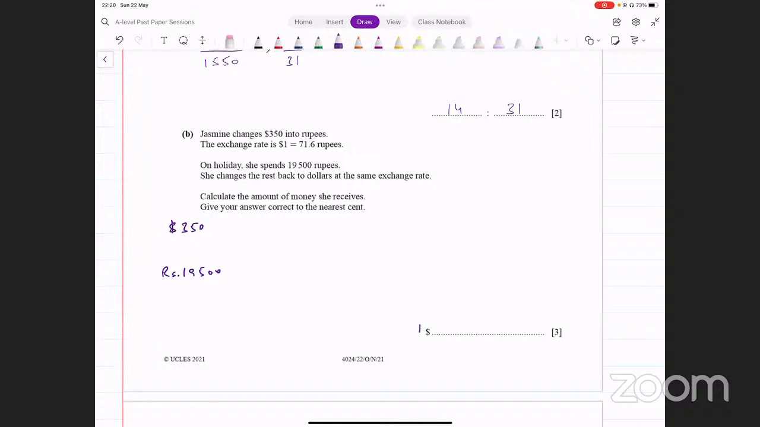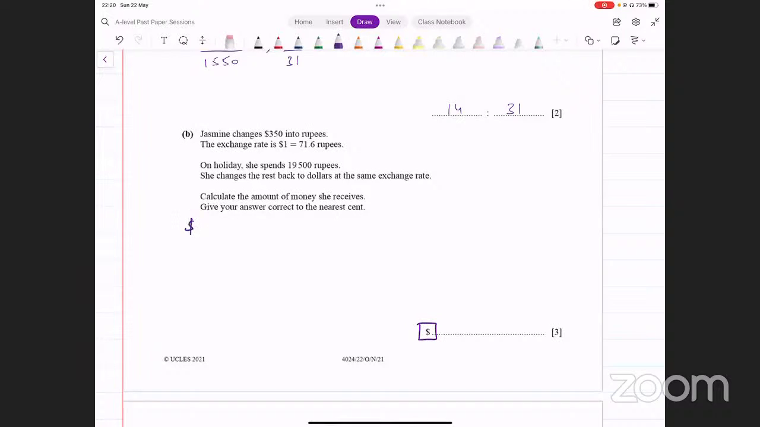Since you want your final result in dollars, तो आप क्या करें, इसको एज इट इज रहने दें $350 को, और आप कहें कि अच्छा उसने 19,500 जो स्पेंड किया है उसको डॉलर्स में कन्वर्ट कर लेते हैं, ठीक है। So let me just write it like this first. So मैं इस तरह से लिख लेता हूँ.